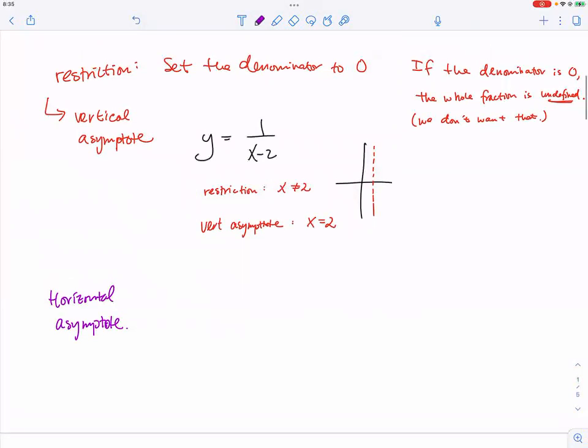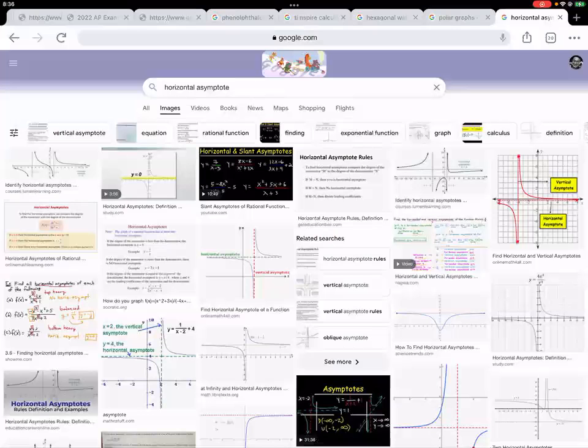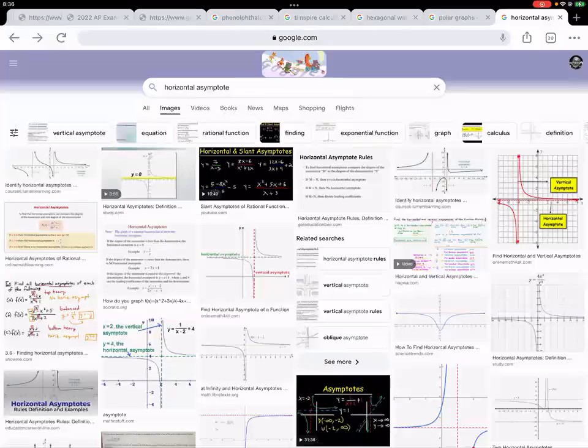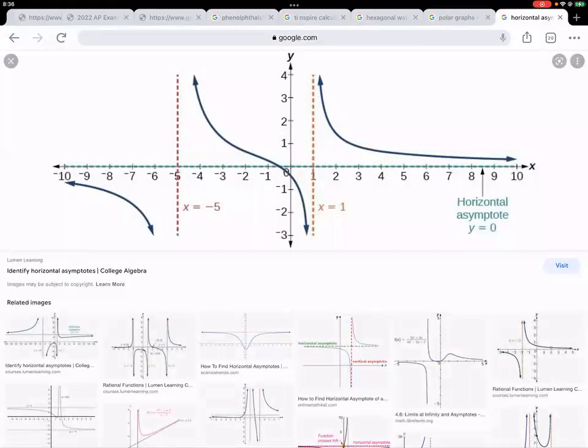Now I want you to take a quick look here. If I do a quick search of horizontal asymptote, you will see something like this. Something that we have been doing. That's normal. And this one is also a good one. If you look at this picture, let's ask the question: could the graph cross the horizontal asymptote?